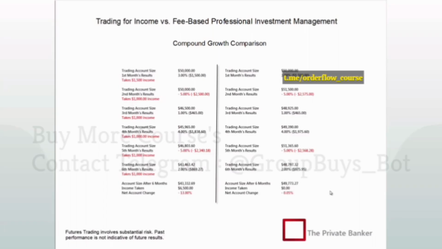The account, this is again just real hypothetical basic stuff, starts with a $50,000 trading stake here, and the first month we make 3%, which equates to $1,500. We're net even there.